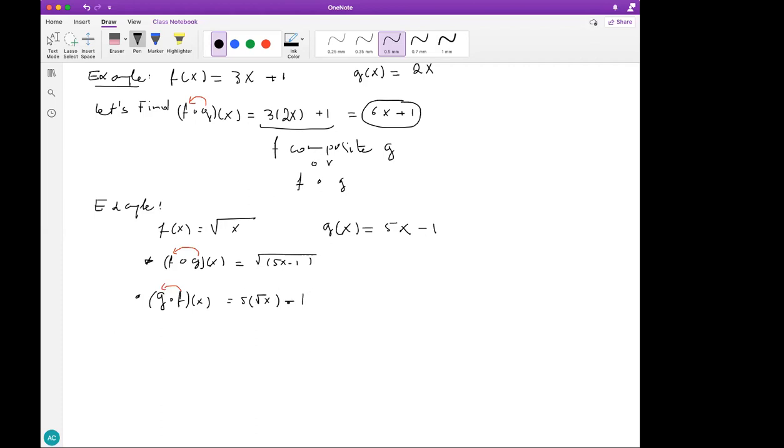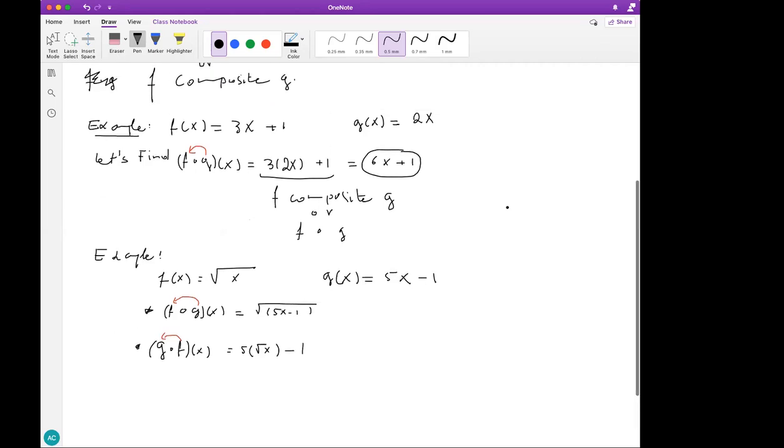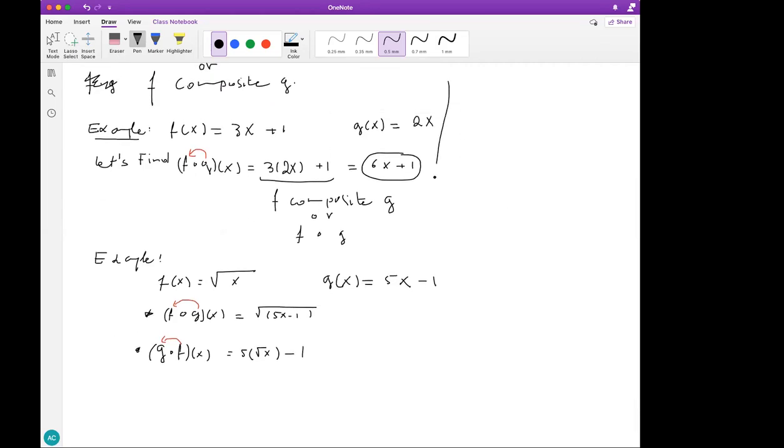This is the composition g of f. It's not the same as f of g, so the order matters. Always plug the second one into the first one to get your composition. That's the whole idea of composition of functions. When you need to find a composition, just plug one function into the other. Okay, does that make sense to everybody? Yes. Please let me know. Okay, we're going to do a couple more examples.